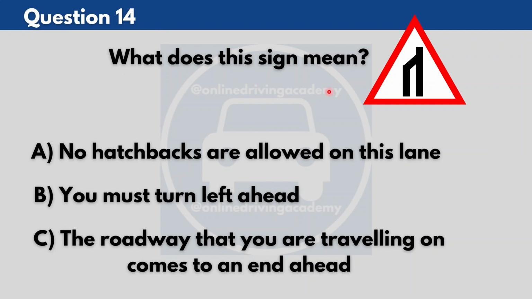Question 14. What does this sign mean? Is it option A? No hatchbacks are allowed on this lane. Is it option B? You must turn left ahead. Or is it option C? The roadway that you are traveling on comes to an end ahead. Correct answer will be option C.